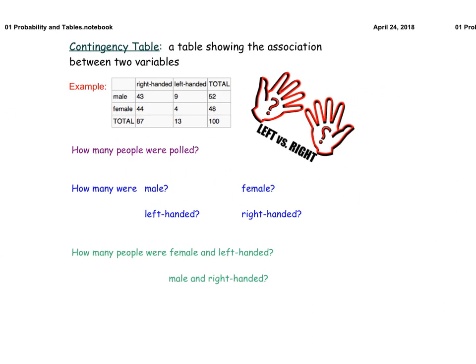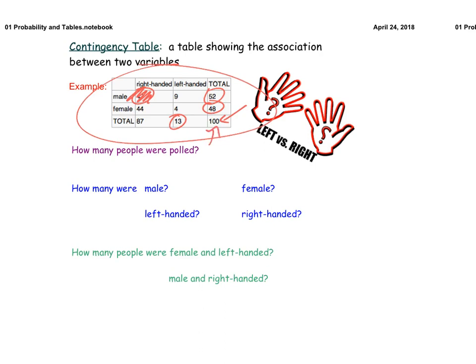So this is a contingency table, and there's quite a few things that are important about this. One of them is all of the possible people. They totaled 100 people that they polled. All right, what if they only asked left-handed people? That would have been 13 people, okay? How many of them were male? 43. How many female? 44. Nope, I'm wrong. How many males? 52. There we go. That was right-handed males. How many females? 48. Grand total, again, 100.